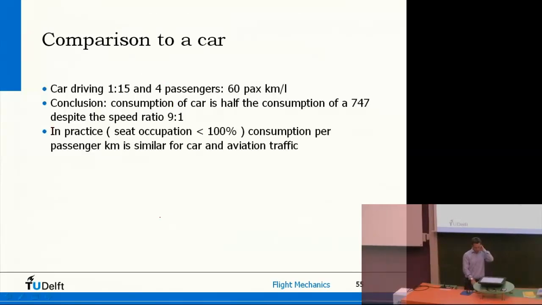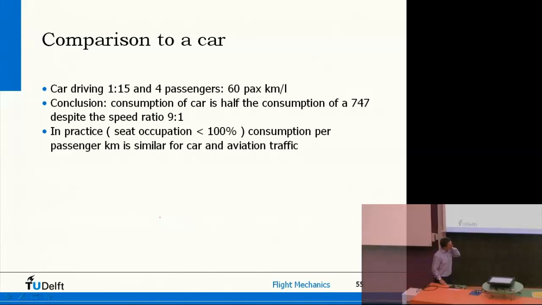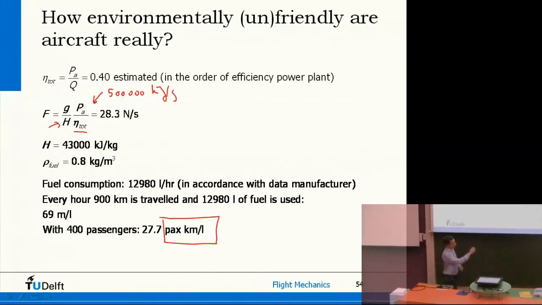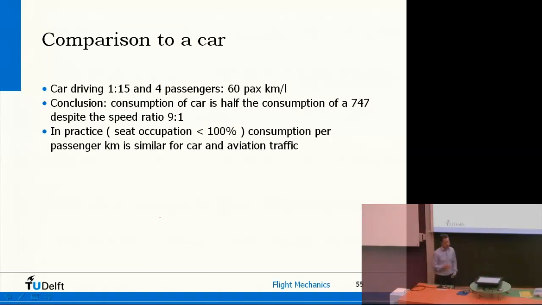So let's just compare that to a car. Now, if you have a normal car and it drives about 1 in 15, then you have 4 passengers on board, then you can take 60 passengers over 1 kilometer with 1 liter of fuel. So that means if you compare that to the aircraft, which is almost 30 passengers per kilometer per liter, then the car is actually twice as good.